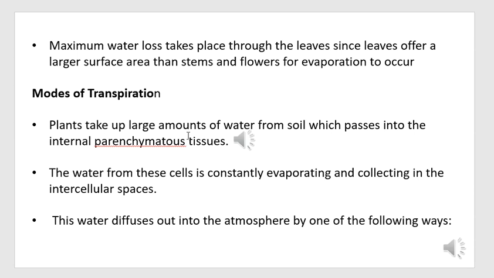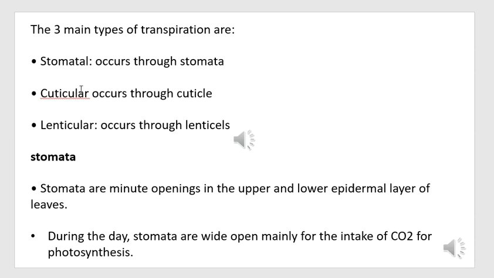Now, what are the modes of transpiration? First of all, water goes from the xylem tissue to the parenchymatous tissue of the plant, and from these cells water is constantly evaporating and collecting in the intercellular spaces. This water diffuses out into the atmosphere in different ways: by stomata, by cuticle, and by lenticels. So on the basis of the place from where they are transpiring, it is known as stomatal transpiration, cuticular transpiration, and lenticular transpiration. First we will see stomatal transpiration.